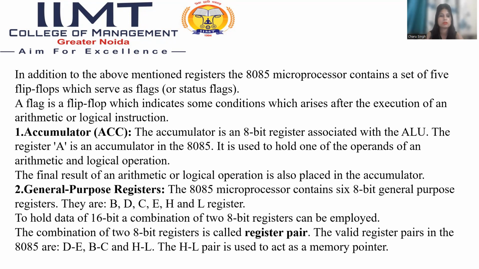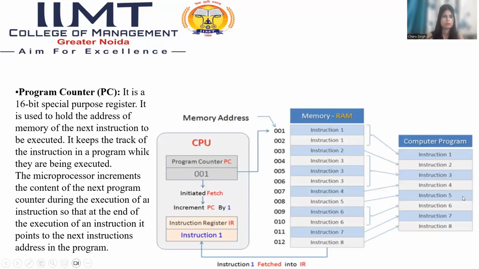Next, we have the general purpose registers. The 8085 microprocessor contains six 8-bit general purpose registers: B, C, D, E, H, and L. To hold 16-bit data, a combination of two 8-bit registers can be employed, and these are called a register pair. The valid register pairs in 8085 are BC, DE, and HL, and HL is used to act as a memory pointer.